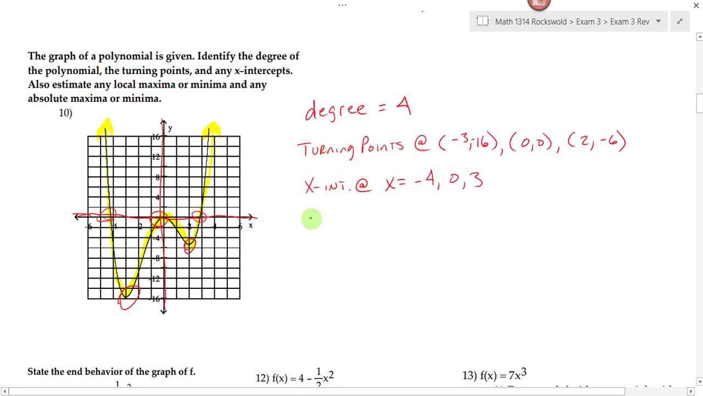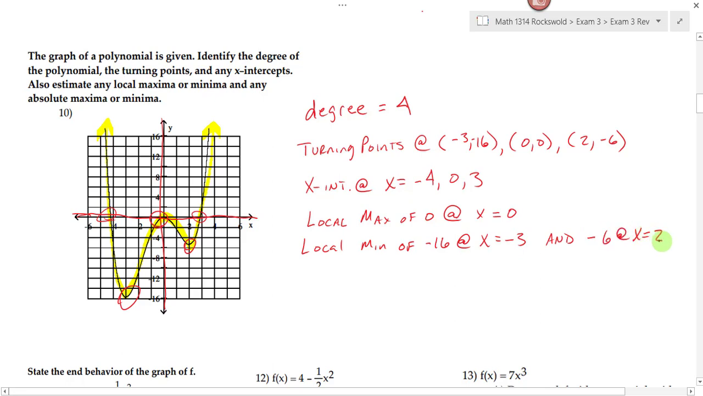Do I have any local max? Yes, I do. I have a local max of 0 at x equals 0. Do I have a local min? What is my local min? I have a local min of negative 16 at x equals negative 3 and negative 6 at x equals 2. Do I have an absolute max? I don't have an absolute maximum value because there's not a highest point. What about an absolute min? I have an absolute minimum of negative 16 at x equals negative 3. And that's how you would read the graph.